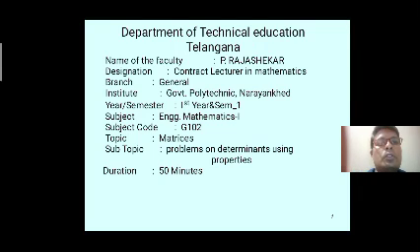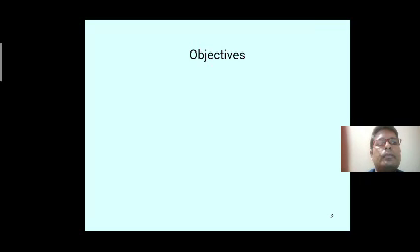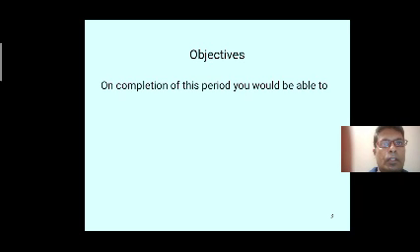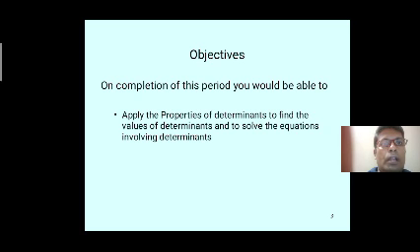All of you. Today our topic is matrices and the subtopic is problems on determinants using properties. Objectives: apply the properties of determinants to find the values of determinants and to solve equations involving determinants.